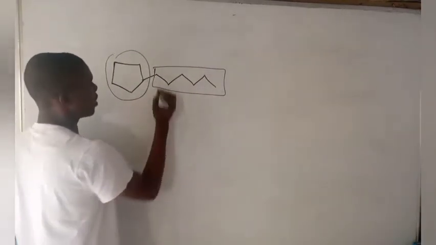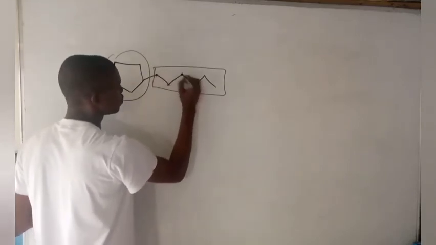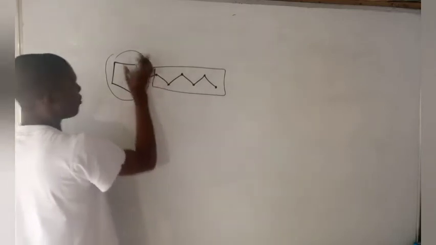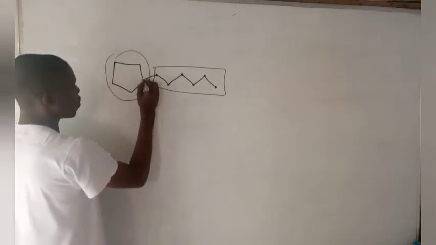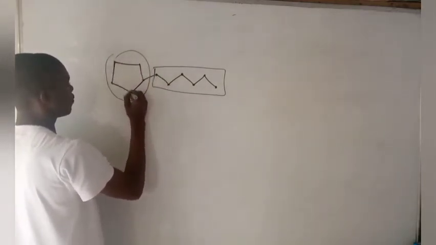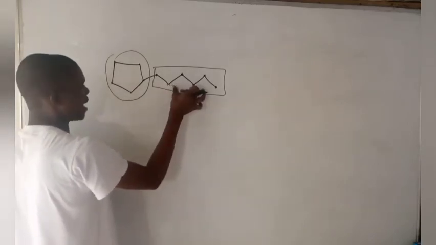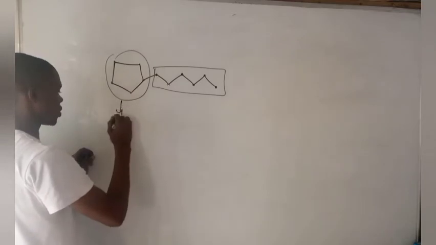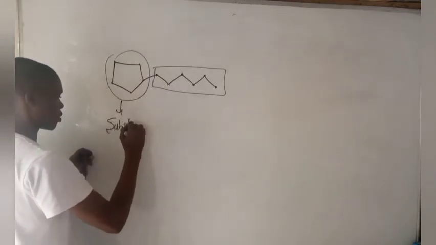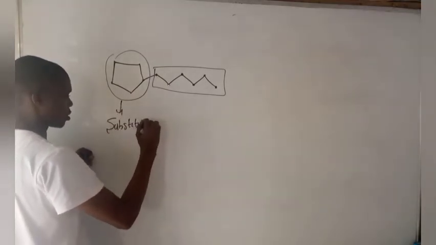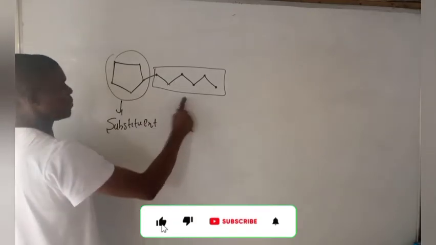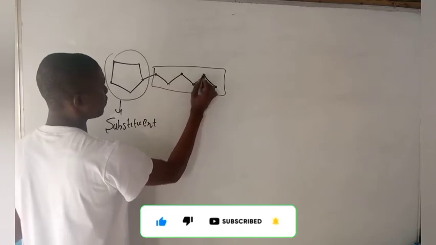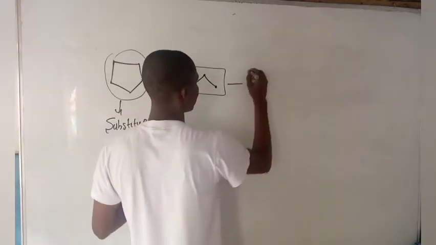If you look at it very well, here we have 1, 2, 3, 4, 5, 6. So here we have 6 carbon atoms, but the ring itself has how many carbon atoms? 1, 2, 3, 4, 5. Because this side has more carbon atoms than the ring, the ring now becomes the substituent. Do you get that? So here we have the parent name, and then the carbon atoms 1, 2, 3, 4, 5, 6. So now we have hexane.